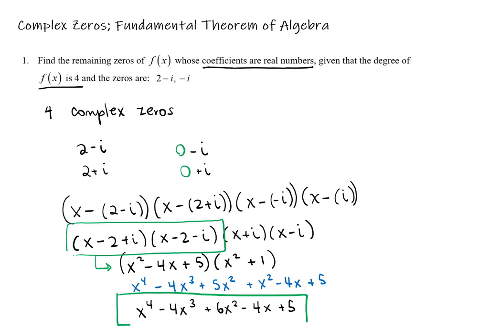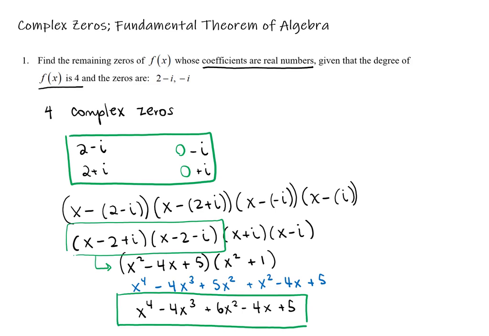But notice that I have a polynomial of 4th degree. I had 4 complex zeros in it. And when I multiply them out, I end up with all real number coefficients. No imaginary coefficients. And so there you go. We solved question number 1.